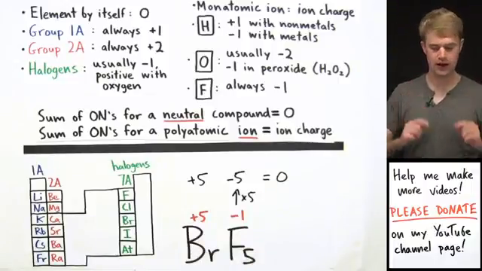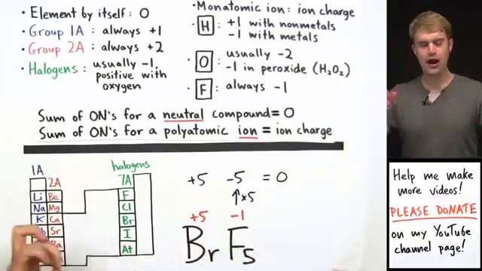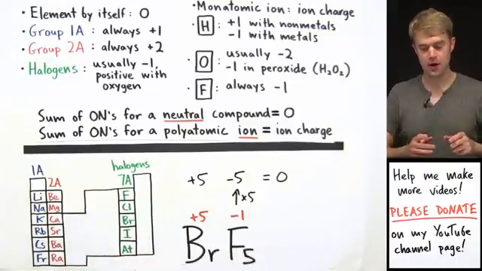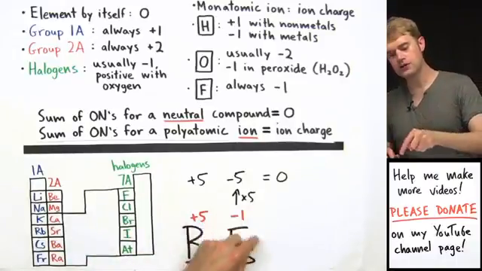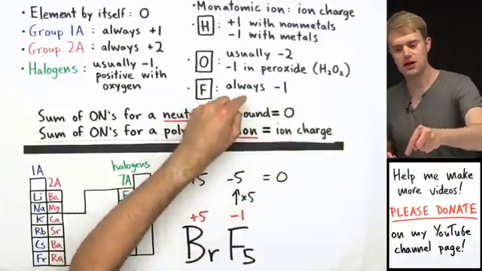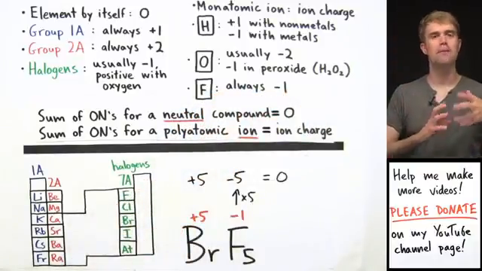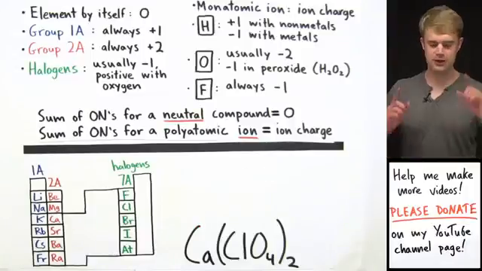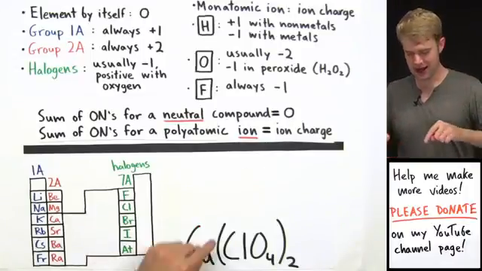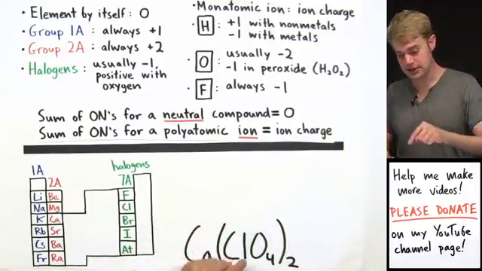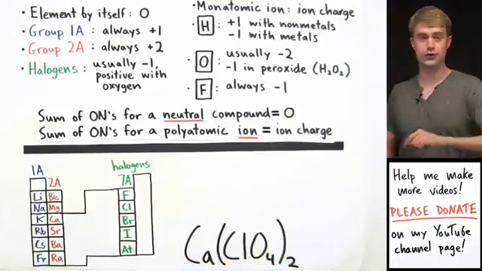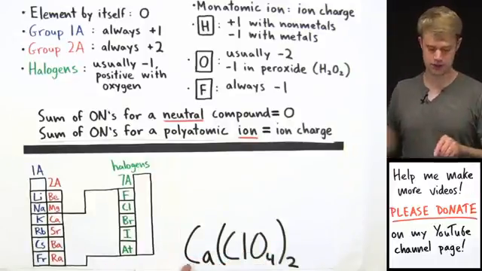This is one of the rare cases where 2 halogens bond together. Fluorine will always be negative. It will always have this oxidation number of -1, and the other halogen will end up having a positive oxidation number. Here's our last example. Ca, and then we have parentheses, ClO4, 2. Okay, let's figure out these oxidation numbers.